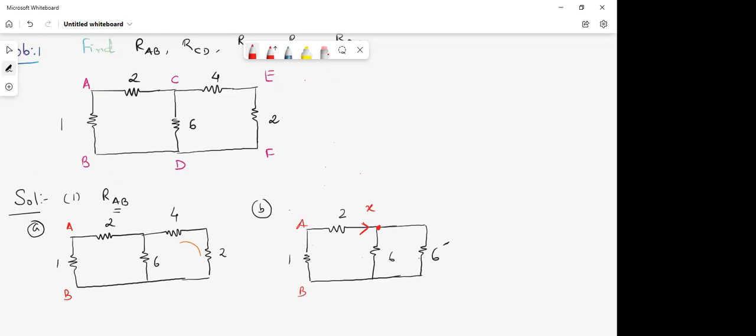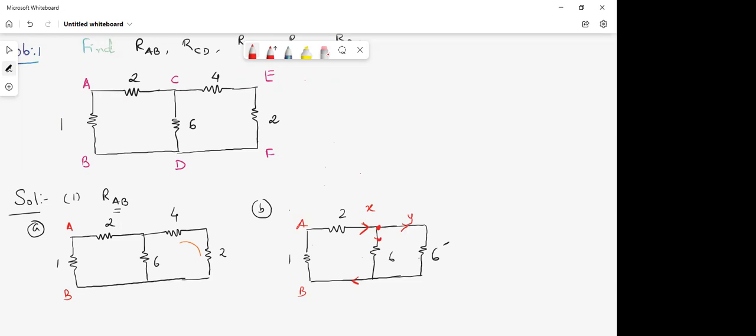Remember, current must be divided. This is the first and foremost condition. And after passing through the resistors, it must be reunited back to give you the same current. So if I take this as Y, what will be this current? Can someone tell me?